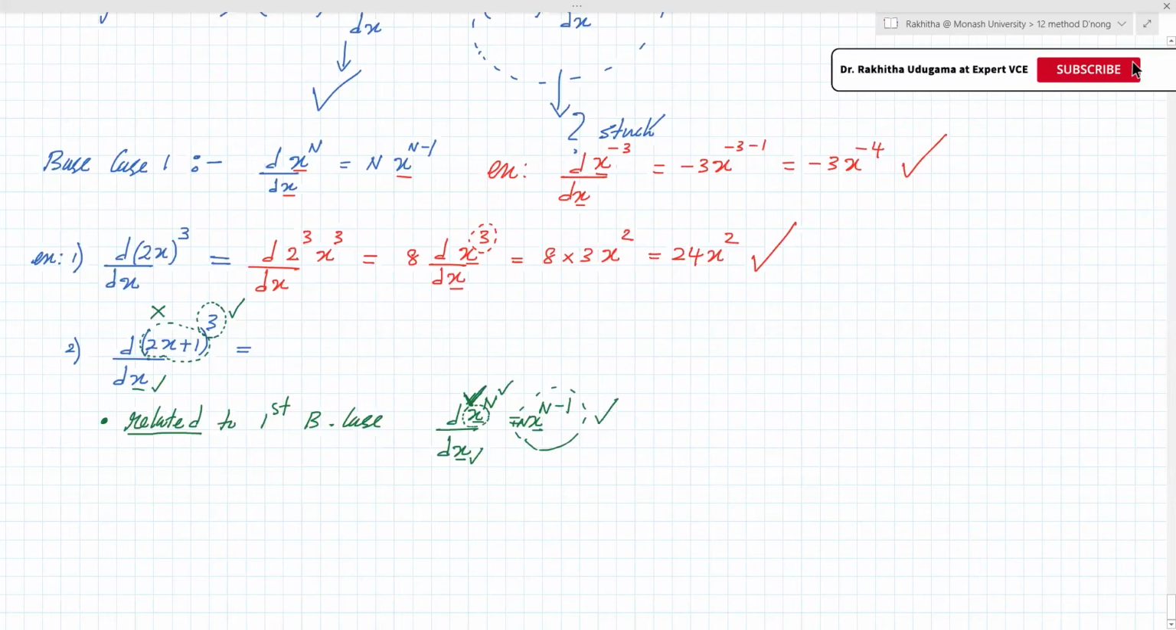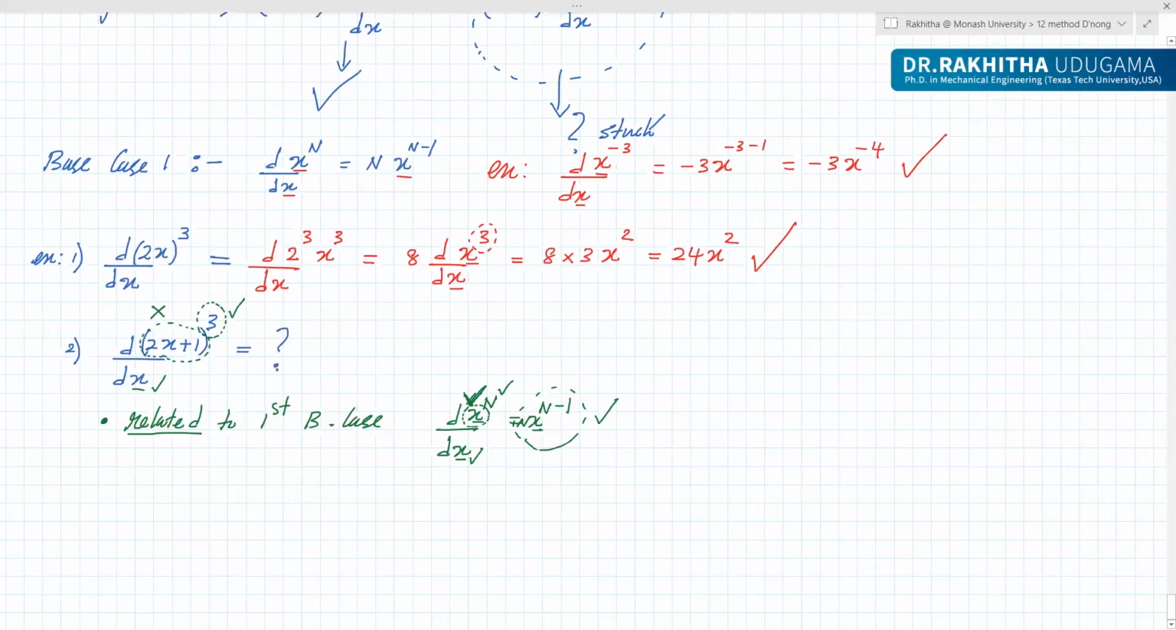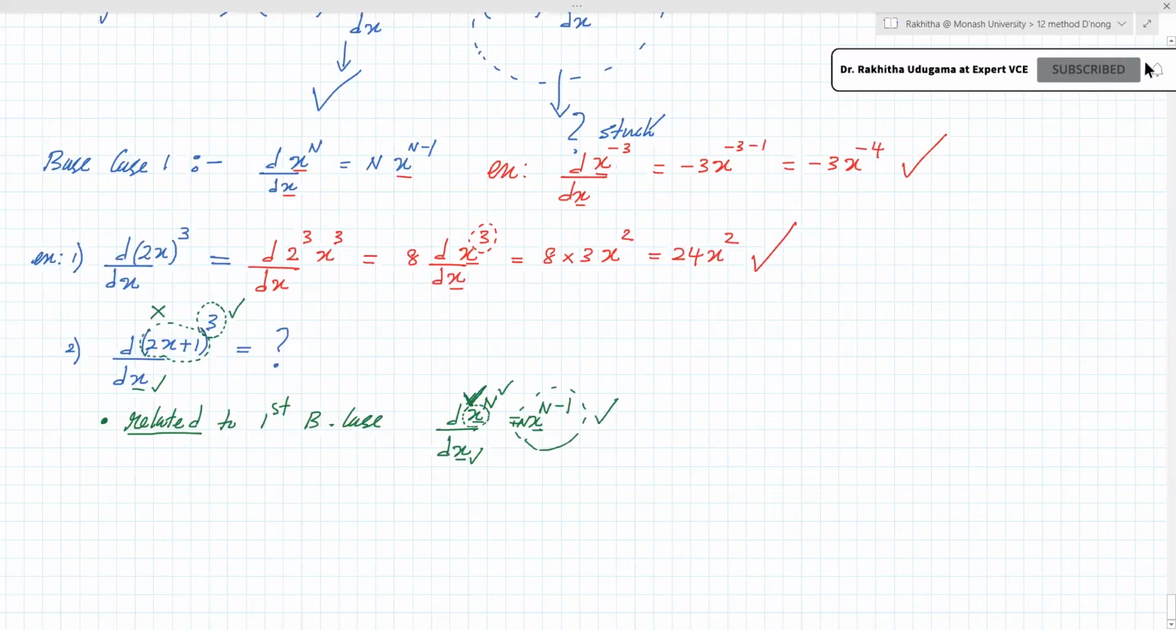Now you can't do anything. You can't do anything. You are stuck, right? You can always do the expansion, okay? I'm not talking about the expansion thing, okay? There is no other way that you can do it because of this incompatibility.